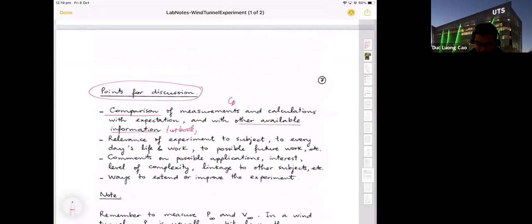or from the internet. And you can give the relevance of the experiment to the subject, to everyday life, to possible future work, things like that. You can give comments on possible applications, or suggest some ways to extend or improve the experiment. There are some points for discussion. You can base it on these, or you can discuss more than this. Whatever you want.